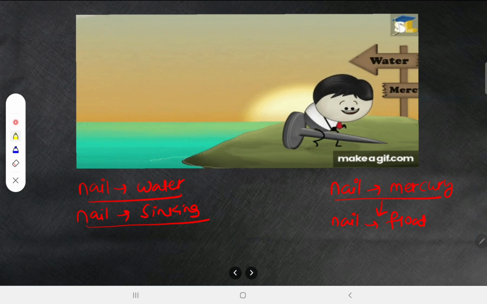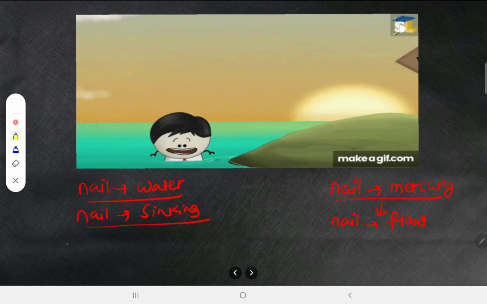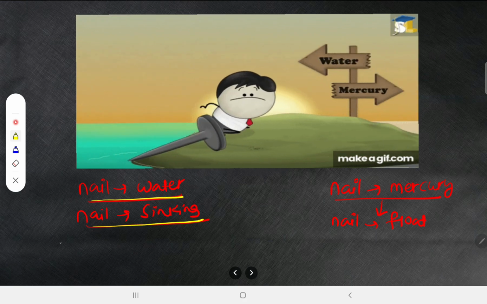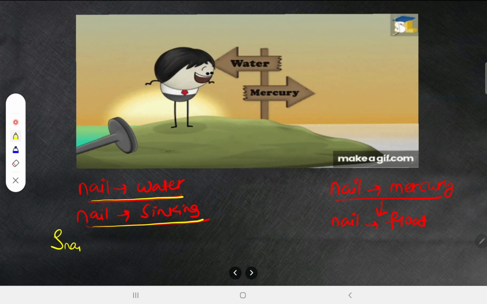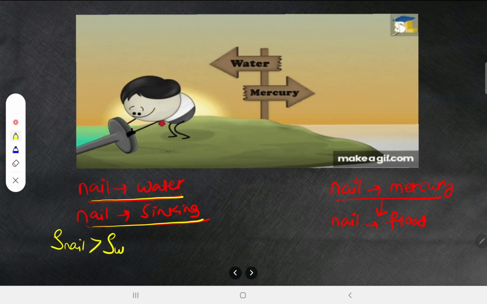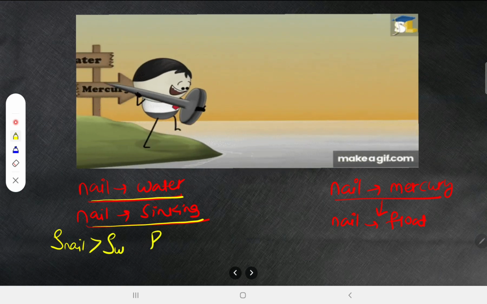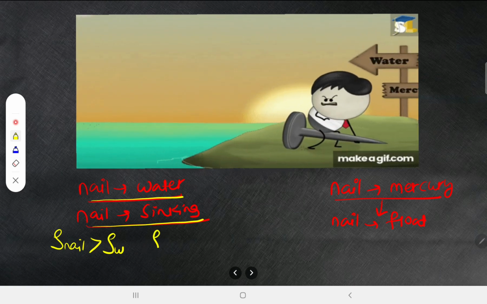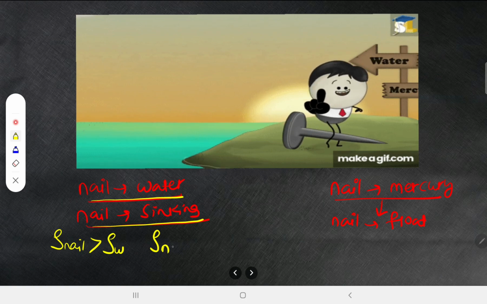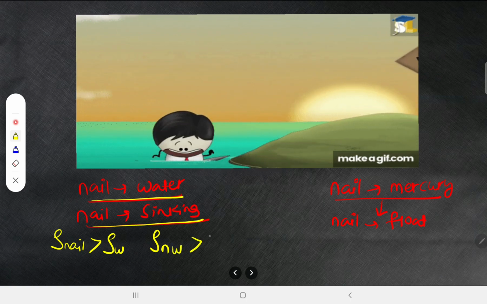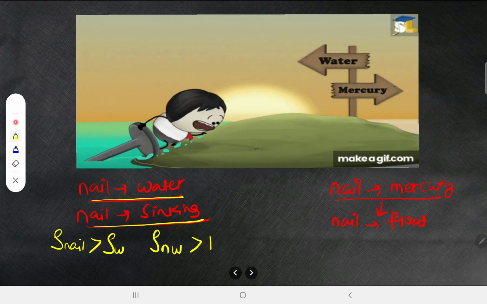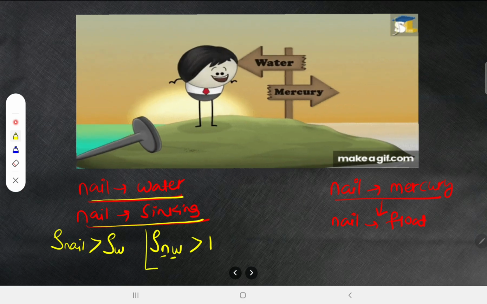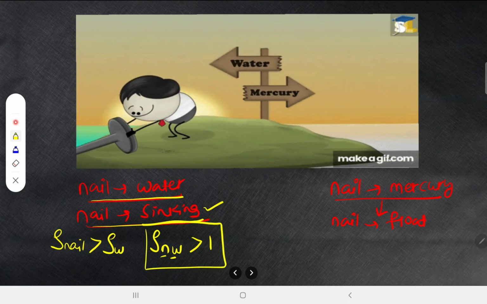Now leave that video, leave that gif there and concentrate here. The nail in water is sinking, which means the density of the nail should be greater than the density of water, first thing. And the relative density of this nail, or you can just write it as rho, relative density of this nail with respect to water should be greater than 1. Correct, no? So if you are comparing this nail with water in terms of density, and if you are getting it greater than 1, it means it is going to sink.